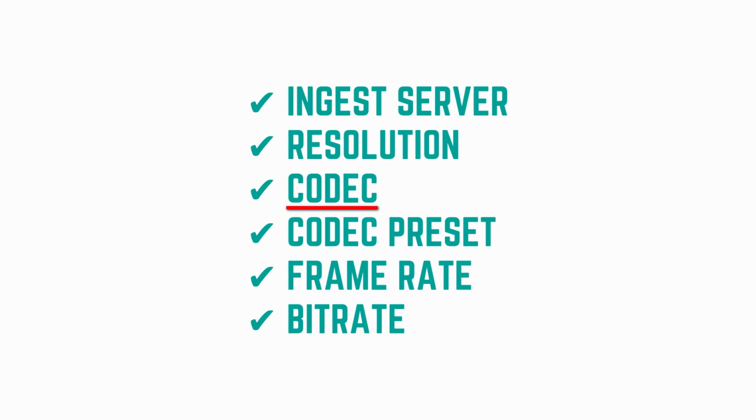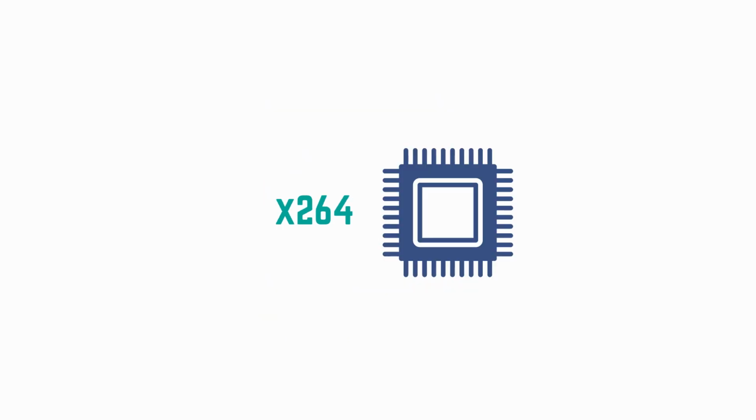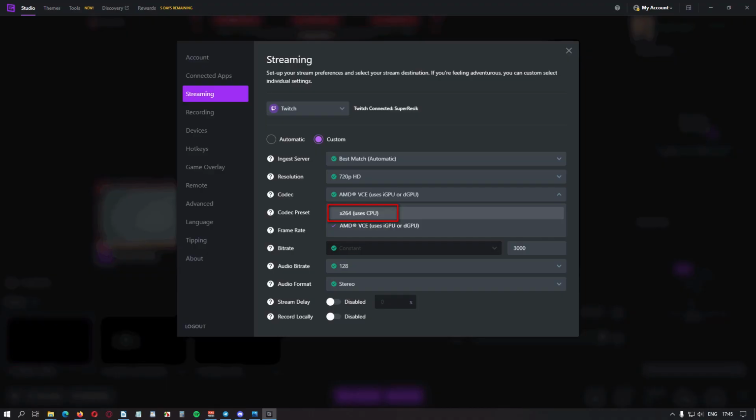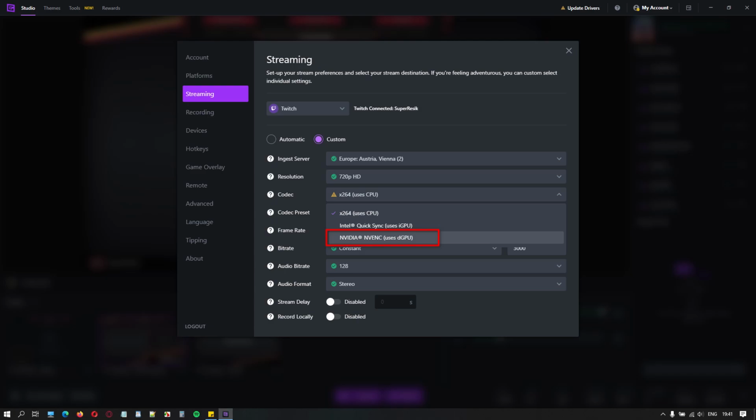The codec makes the video more manageable for sending to the streaming server. x264 will use your CPU, NVIDIA NVENC or AMD VCE, depending on your graphics card, will use the GPU. If your CPU is powerful enough, select x264. If not, select either AMD VCE or NVIDIA NVENC.